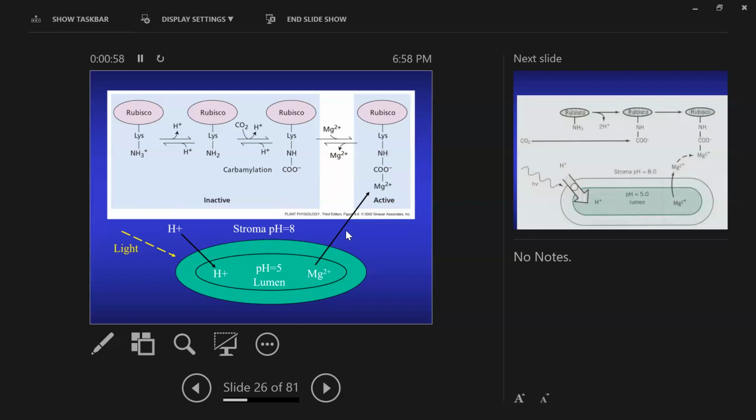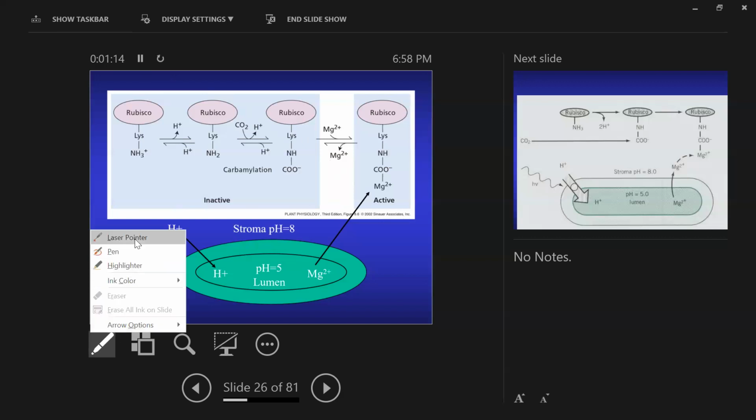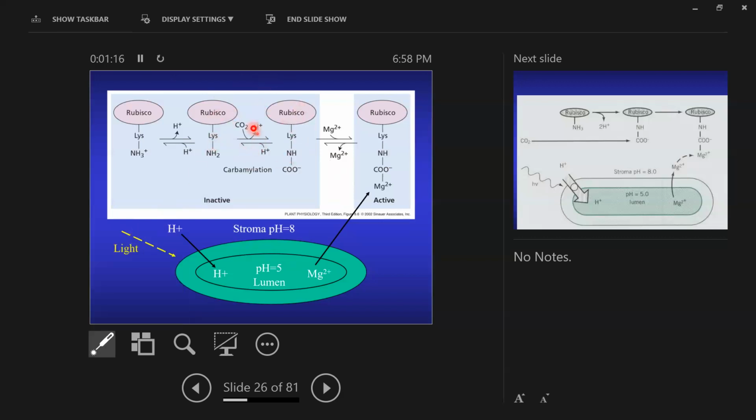Rubisco actually interacts with 2 CO2s. It'll take one into its active site and react that with RuBP, but then it also needs a separate CO2 to do this. So this is the separate CO2 that you see on this diagram. This CO2 right here during the carbamylation step is the activator CO2. That's not the one docking into the active site so it can react with RuBP. They're not even showing that one on this picture.